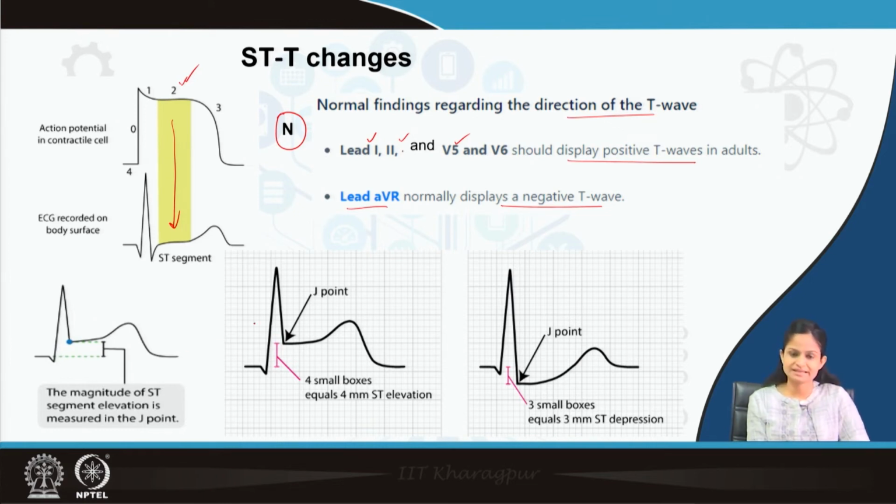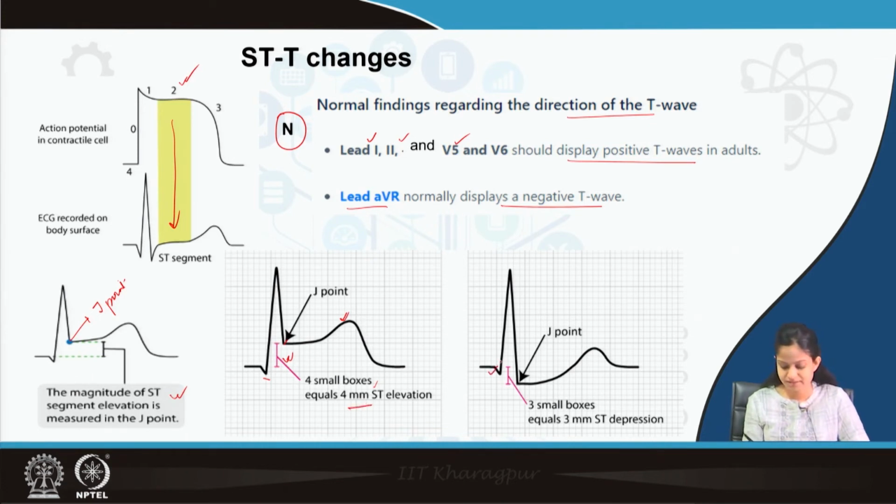Now, the magnitude of the ST depression or elevation is measured with reference to the J point. I had already told you this is the J point. Whatever depression or elevation is occurring, you should measure it with reference to the J point. Suppose this is ST elevation, this is the baseline and this is the J point. Whenever there is elevation or depression, the J point will also shift, so we measure with reference to that. Here 4 squares means 4 into 1 millimeter, that is 4 millimeter of ST elevation.